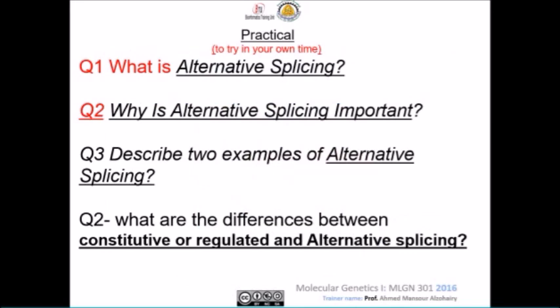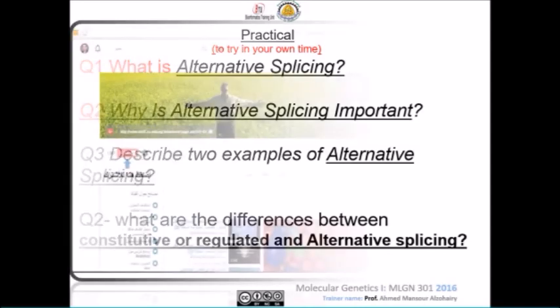Okay, the practical questions in this session are: What is alternative splicing? Why is alternative splicing important? Describe two examples of alternative splicing. What are the differences between constitutive and regulated alternative splicing?